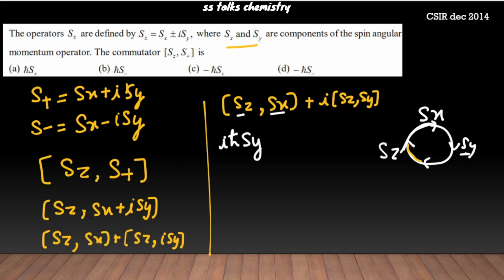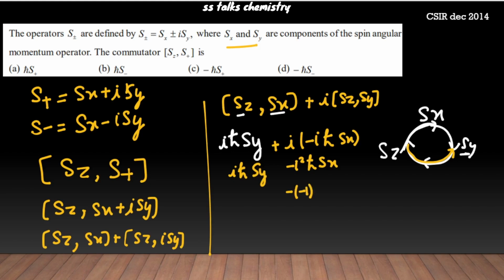So from Sz you are going to Sy, which means in the anti-clockwise direction we are going, so it will become minus of iota times h cut into Sx. Just solve this. Here it is becoming minus of iota square into h cut into Sx. Here the iota times h cut into Sy was present. The iota square is also minus 1 into h cut into Sx.